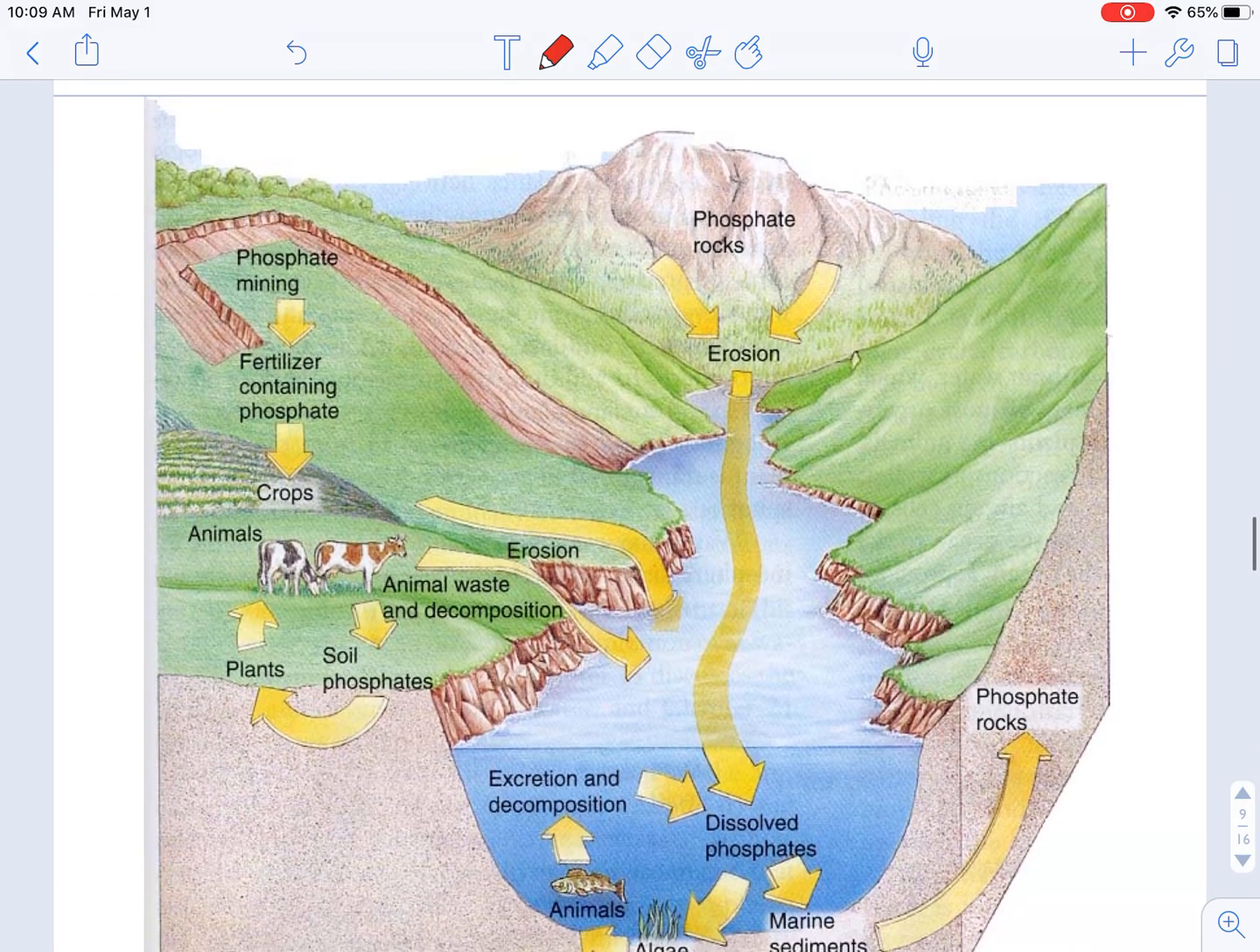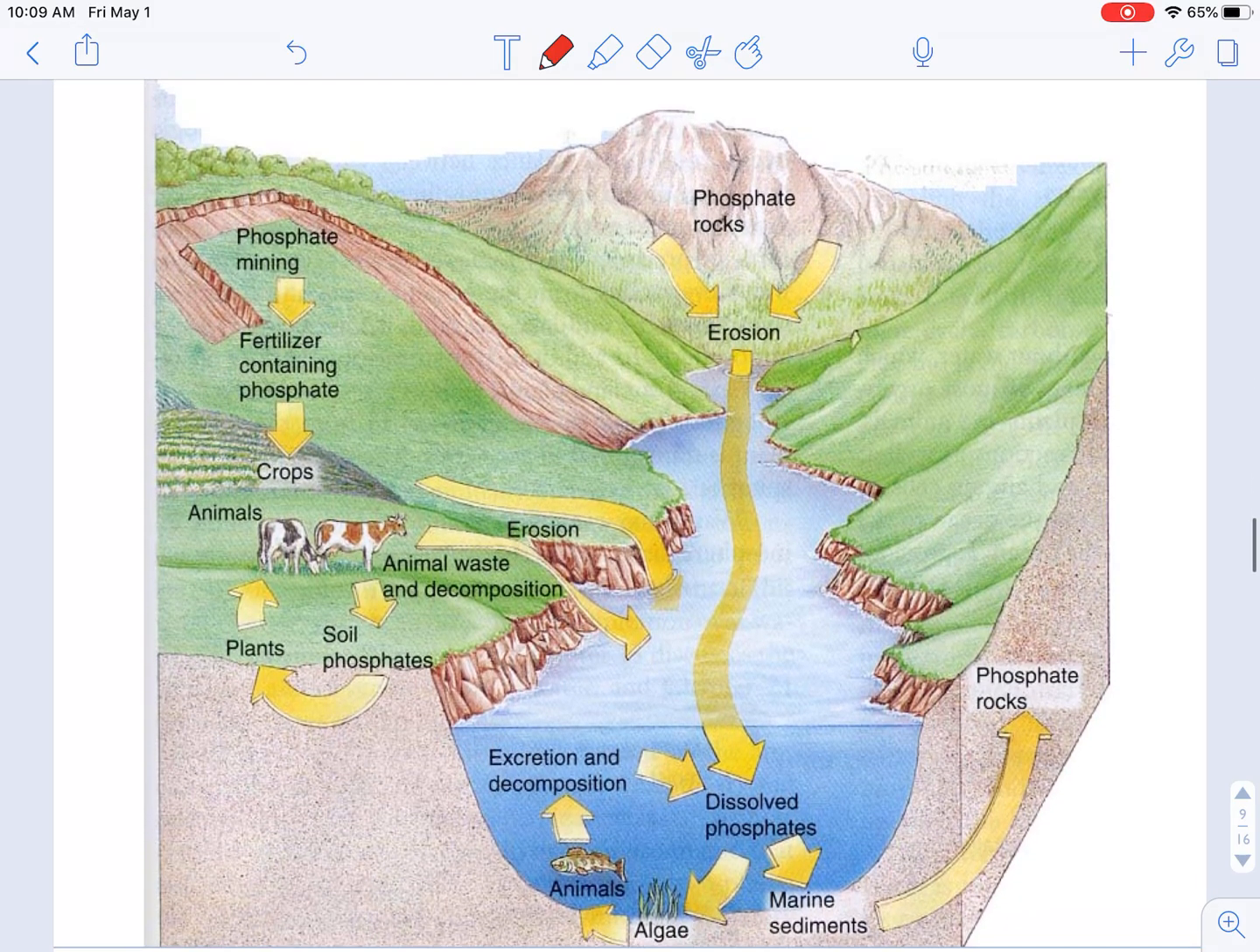Okay, so this is just a picture of things that you've probably seen before. In order to make fertilizer, we have to mine the phosphorus out of the ground. So again, changing the speed at which the slow and the fast parts of the cycle work. That phosphate then is turned into fertilizer. We get that put on crops. It could run off, right? Those crops then could be eaten by animals, that whole feedlot thing.